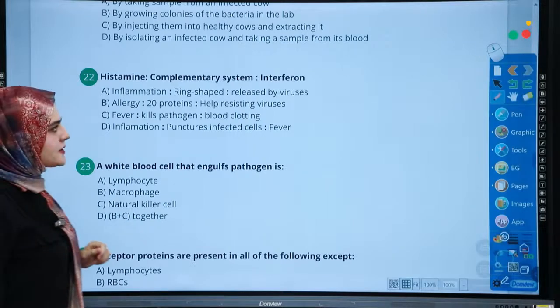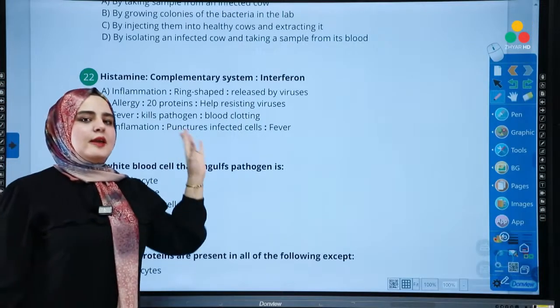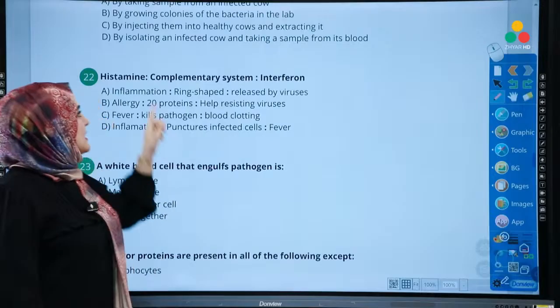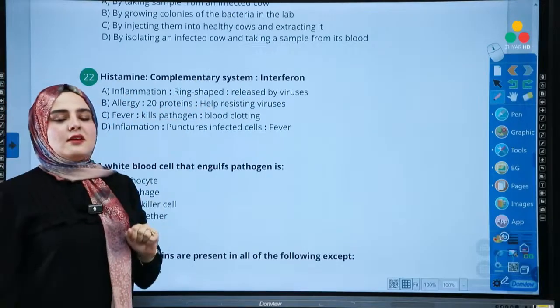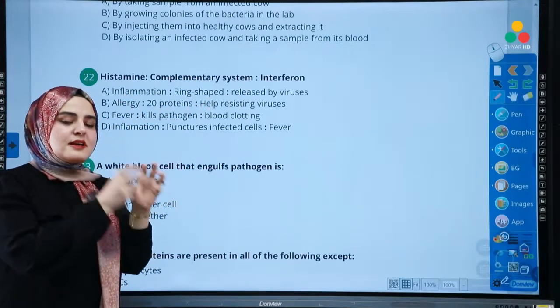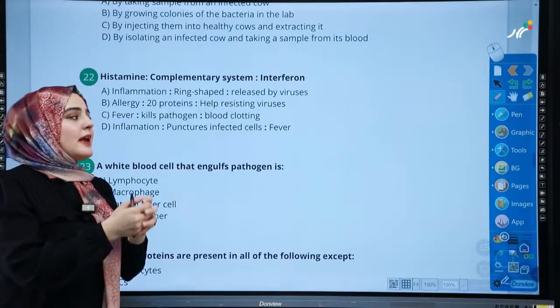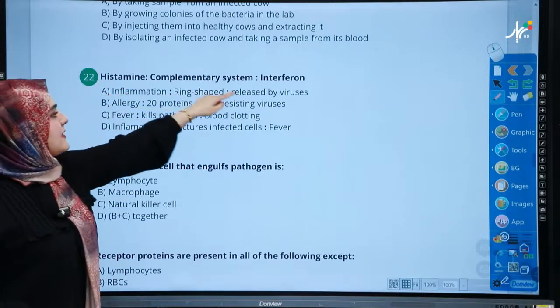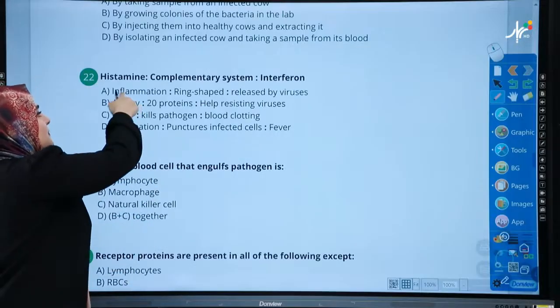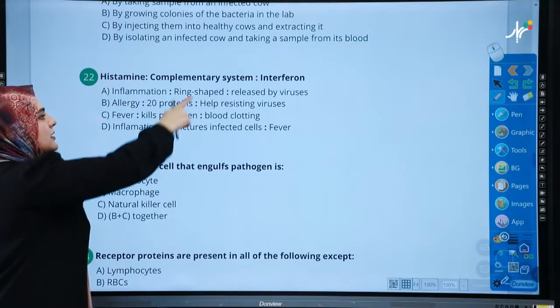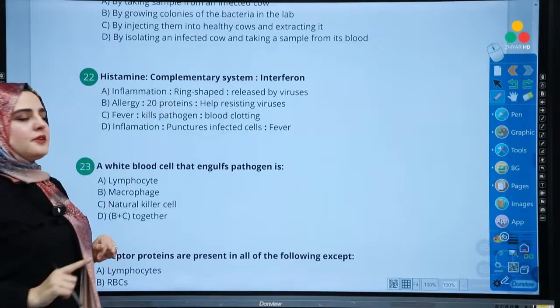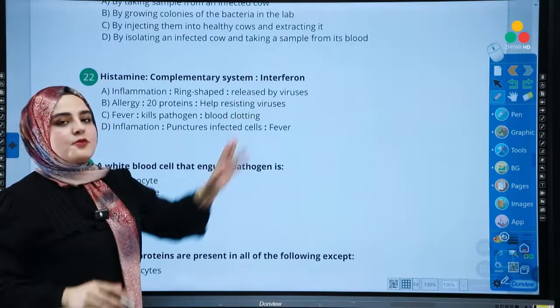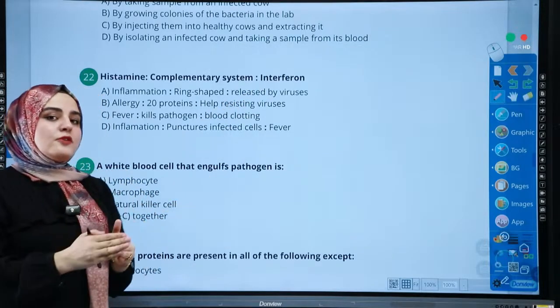Histamine, complementary system, interferon. Again, this type of question. It gave you three things about the immune system here, and it requires you to find the option that matches them. The first one should be correct for histamine, the second one for the complementary system, while the last one for the interferon. So we're going to look for that.